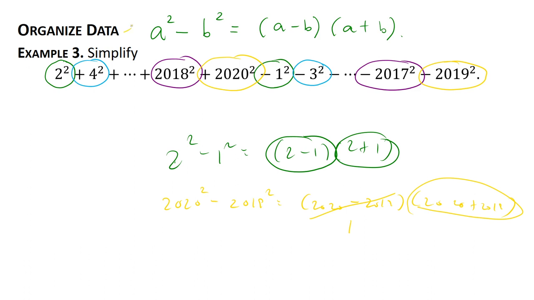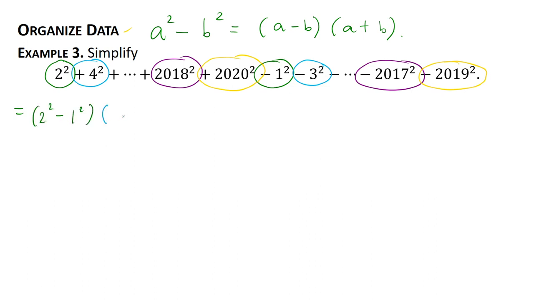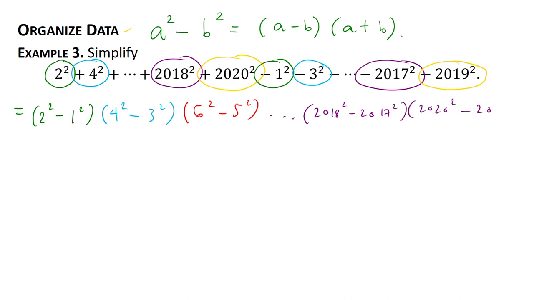So, yun yung tinatawag nating organize your data. Instead of going through the data literally, ini-rearrange natin siya somehow para mas maging manageable. Okay, so isulat na natin ang ating formal solution. So dito ay we have 2 squared minus 1 squared times 4 squared minus 3 squared. Sige, isulat natin pa yung missing term dito times 6 squared minus 5 squared para lang mas makita natin yung pattern. I think tatlo na yan, so pwede na tayong and so on until 2018 squared minus 2017 squared times 2020 squared minus 2019 squared.